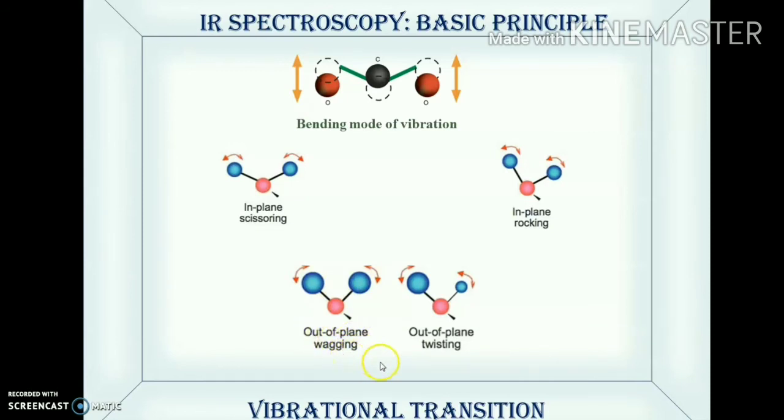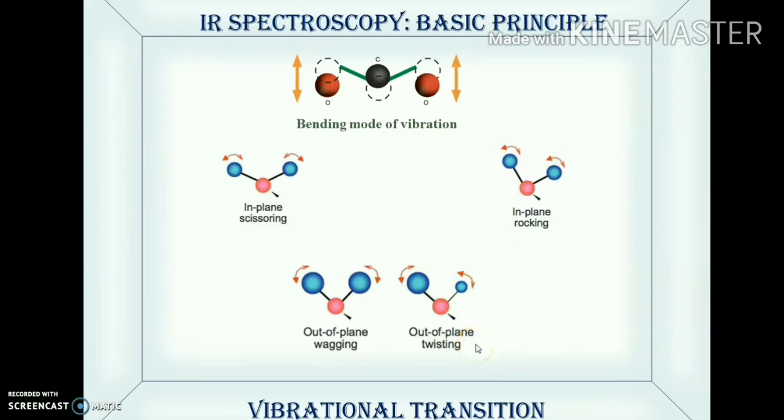Another one is out of plane twisting, wherein one atom moves out of the plane and at the same time the other one lies in the same plane as that of the central atom. The next situation gets reversed. Now this atom will move out of the plane of the central atom and the other one will remain in the same plane as that of the central atom.